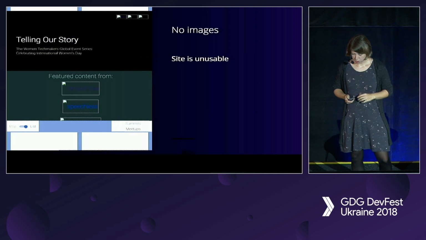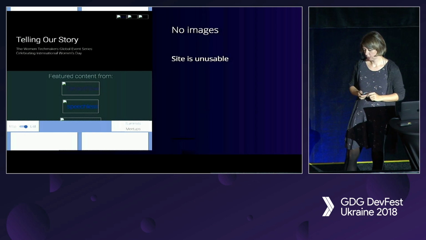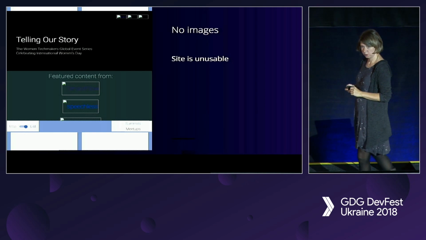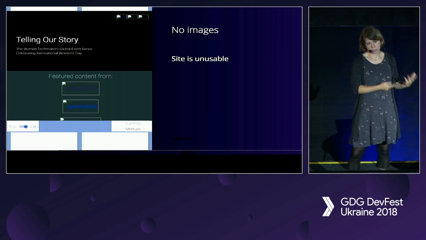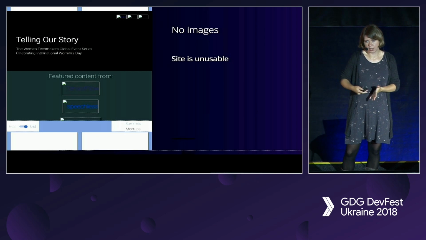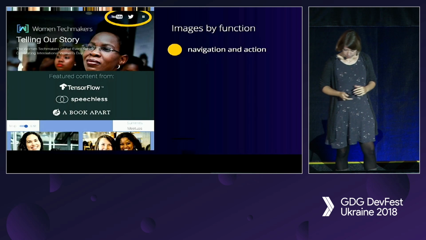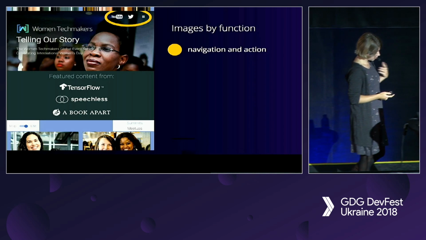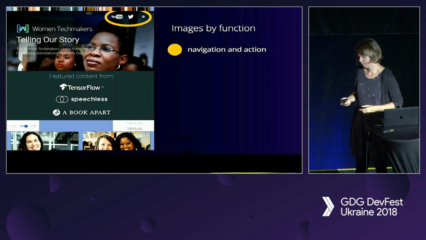So I started to look, well, if I disable all the images, what would happen? Well, the site is unusable. So obviously, going for no images is not an option. Going for all images is not an option. How do I actually find this middle ground between the two? Well, I decided to think about images by the function they fulfill on my page.